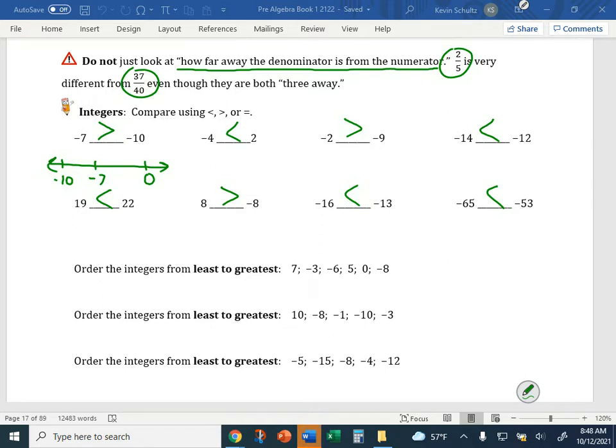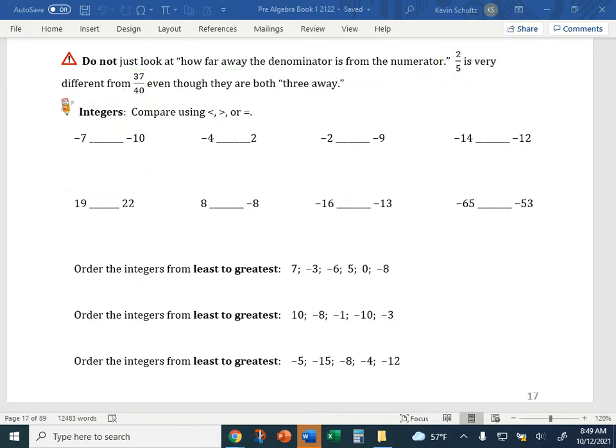Okay. The next 3 are going to be part of your homework. So if you've already done them, good for you. If not, then you can do those. It's ordering several values at a time from least to greatest. And here's where a number line might really come in handy. Draw one, plot them all on it, and then you can see, from left to right, which one's going to be least and which one will be the greatest. Questions on integers? Your key is going to be that number line there.